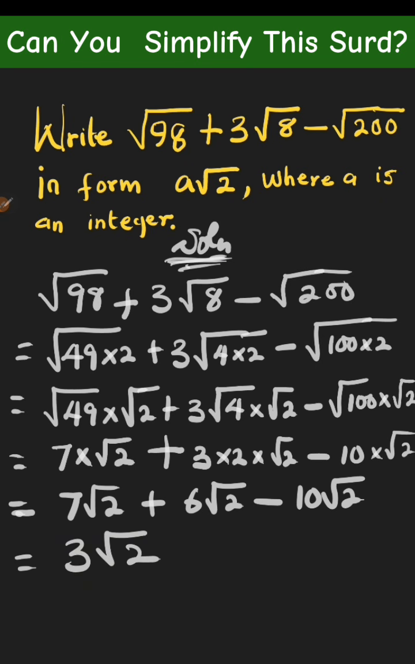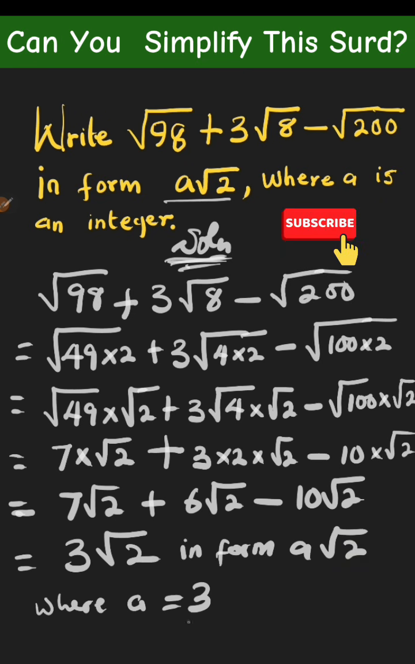Then we go back to the equation. It said solve in the form a√2. That is in the form a√2, where a is equal to 3, as the answer.